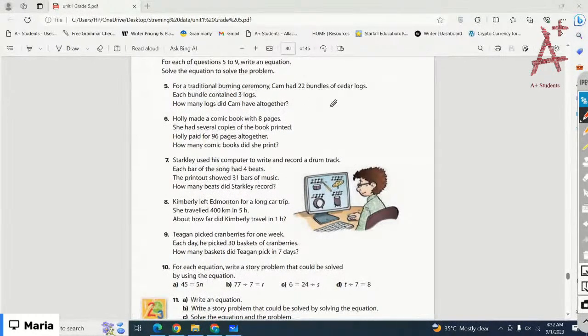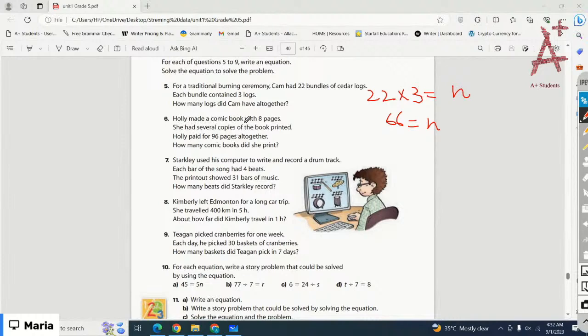Each bundle contained 3 logs. So the total bundles are 22, and in each bundle you have 3 logs. How many logs did Cam have altogether? So you have to do 22 times 3. That n is the total number of logs Cam has, right? Just multiply that, means Cam has 66 logs, right?